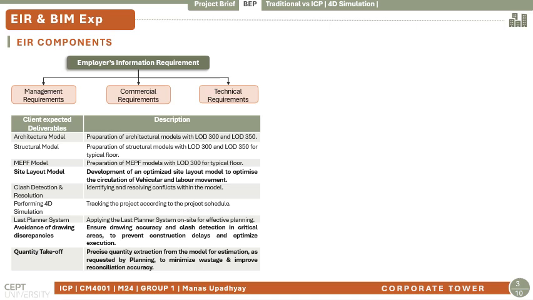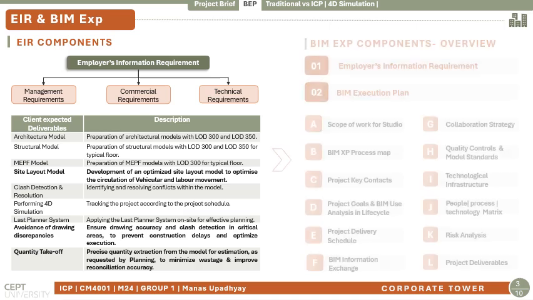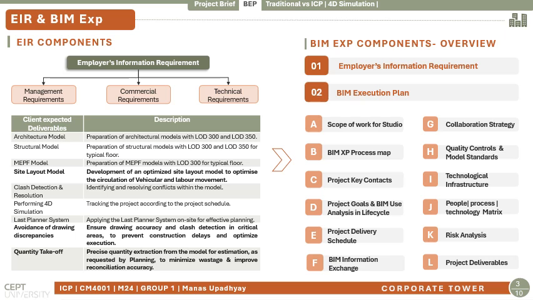As we were not using a BIM approach in our project, we were facing drawing disparity and quantity takeoff issues. With BIM, we can directly take the quantity takeoff from Revit, which will help our project. These are the BIM execution plan components: scope of work of the studio, key project contacts, project delivery schedule, technological infrastructure, risk analysis and project delivery.